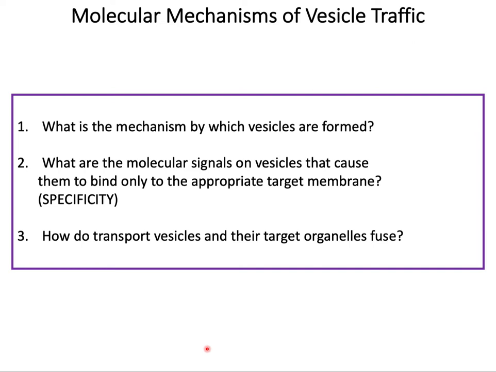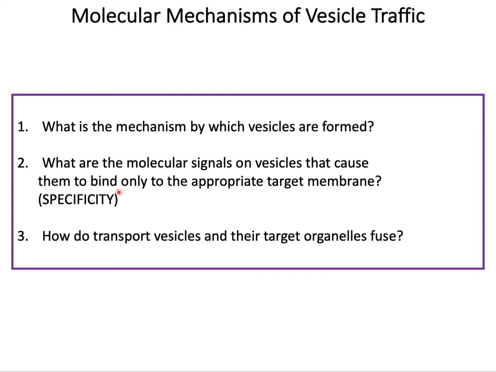So you will remember that I said at the beginning that the process is very specific. When a vesicle buds from the ER, it must fuse with the Golgi apparatus. It must not fuse randomly with other membranes of other organelles. So what confers this specificity? What makes sure that the vesicles bind to the correct target membrane?